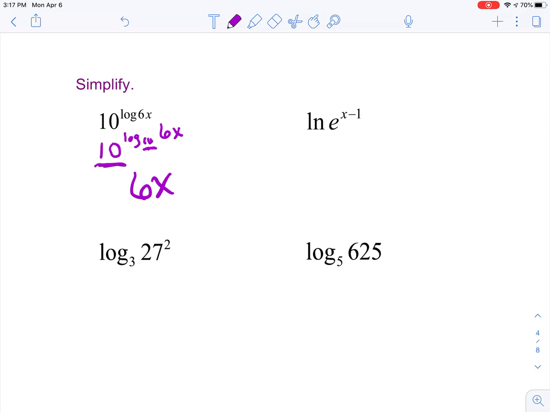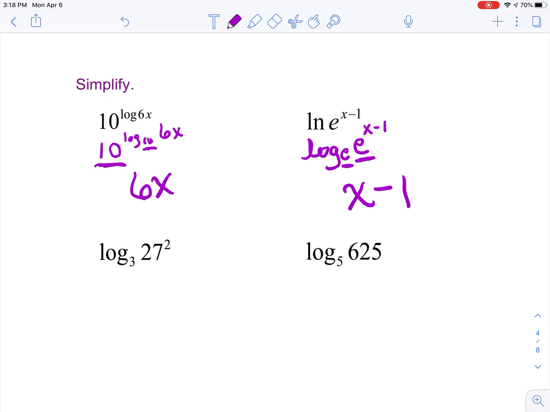All right, looking at the next one. The natural log of e to the x minus 1. Well, I can write natural log as log base e of e to the x minus 1. Are my bases the same? Yes, so my answer turns out to be x minus 1. Not too bad here, but let's look at the next ones.